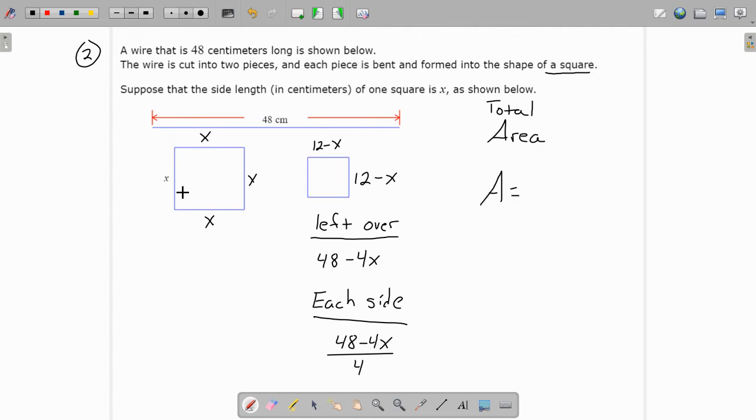So the area of this square, base times height or length times width, is x squared. Now this one's a little bit uglier. Plus, we're going 12 minus x times 12 minus x. Okay. And I just want to see if I can clip that into the next page.